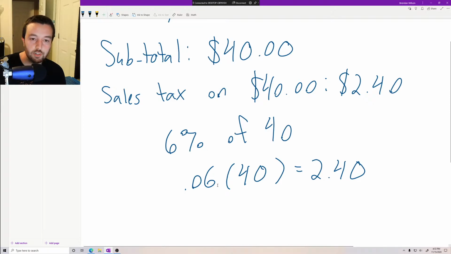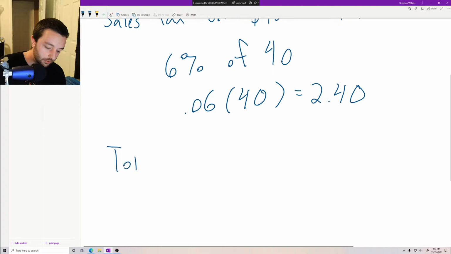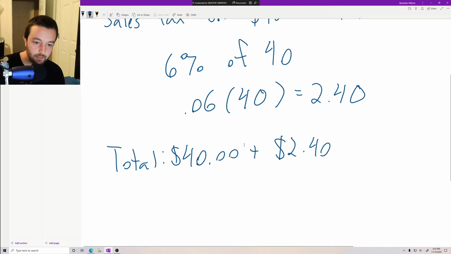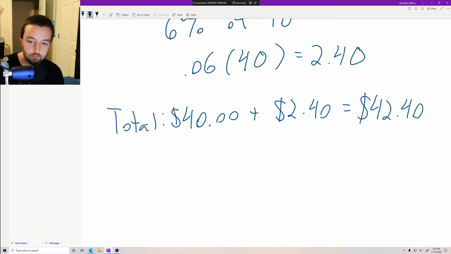So it's 6 cents for every dollar. You have $40. That ends up translating to $2.40. So now the total is going to be that $40 plus the sales tax, which is $2.40. Okay. So you're going to have altogether $42.40. Okay.